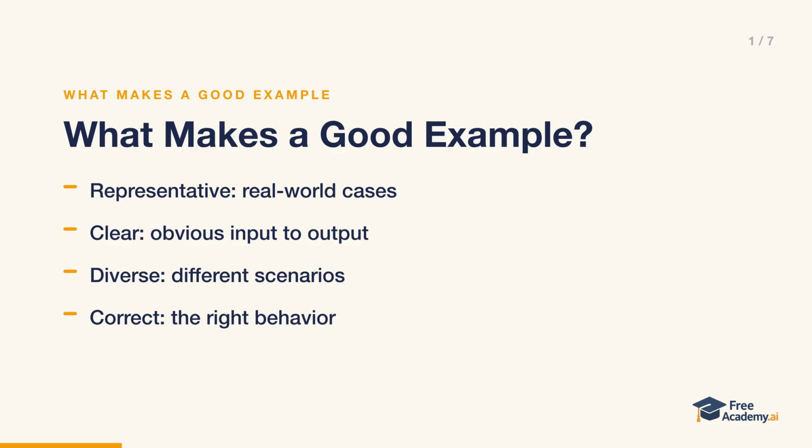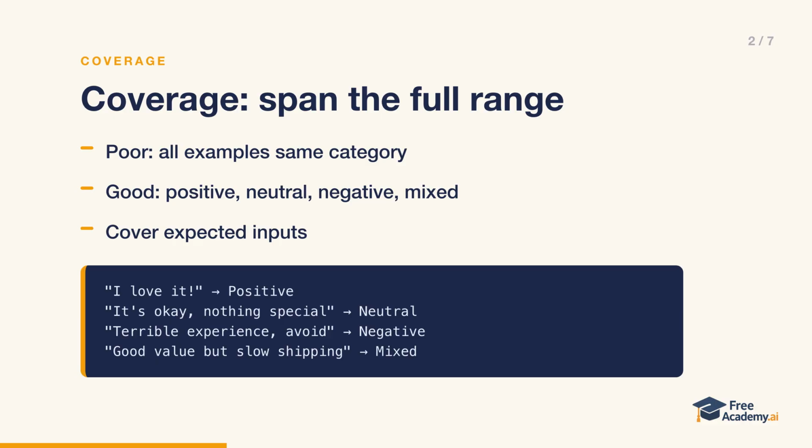Keep those four words in mind: representative, clear, diverse, correct. Everything else in this lesson builds on them. Let's look at how to choose examples that hit all four. The first selection criterion is coverage. Your examples should span the full range of inputs you expect.